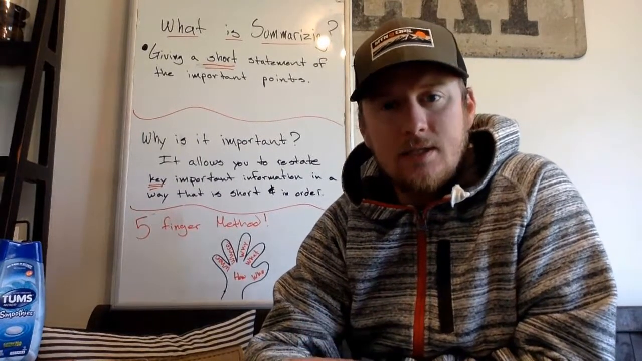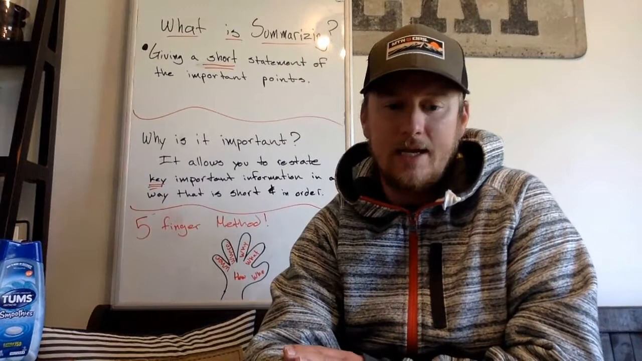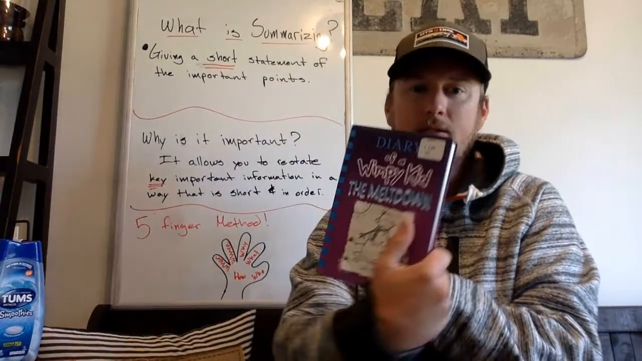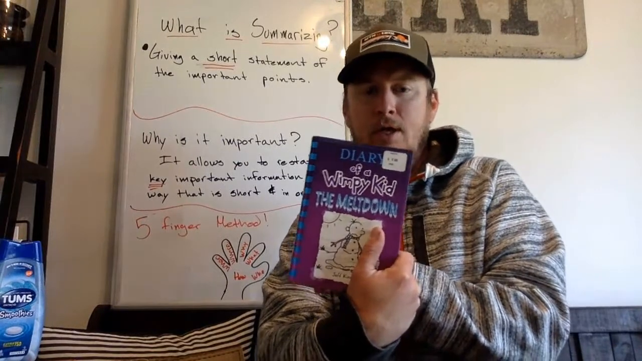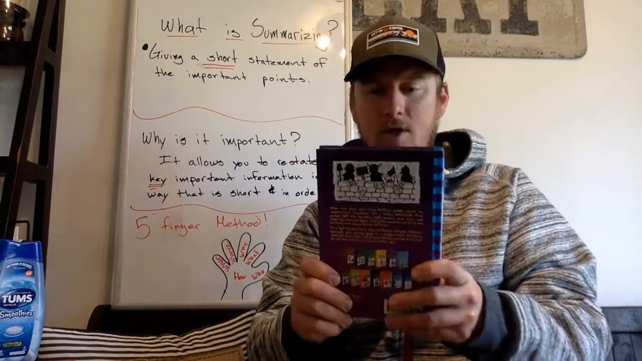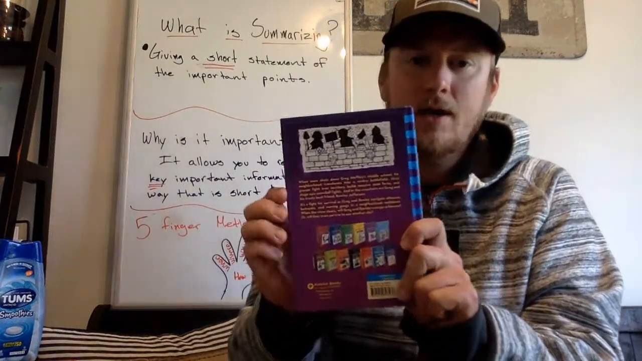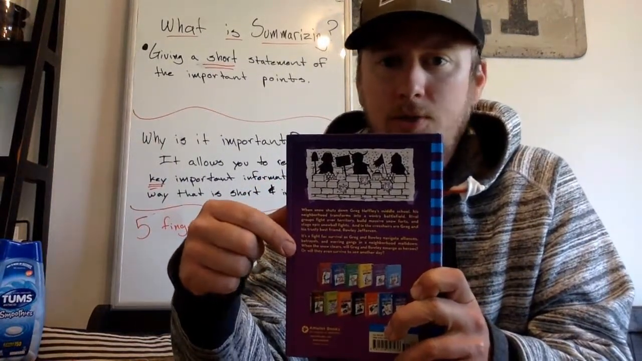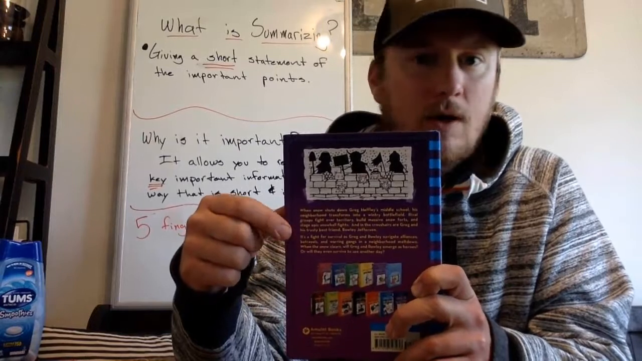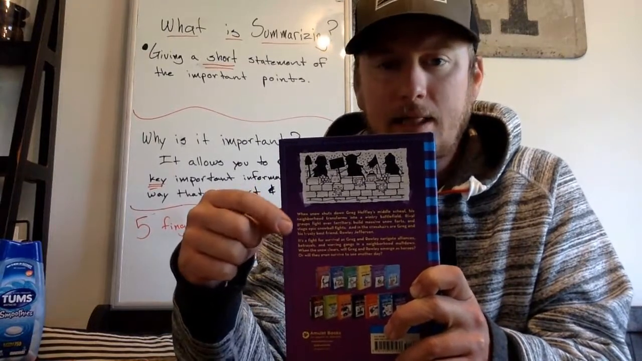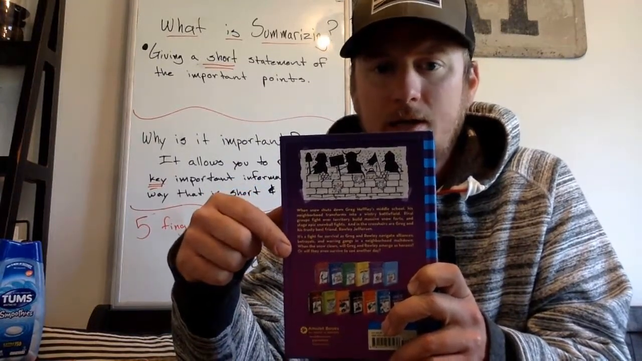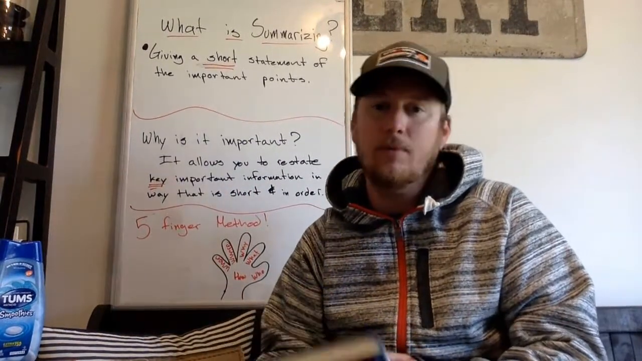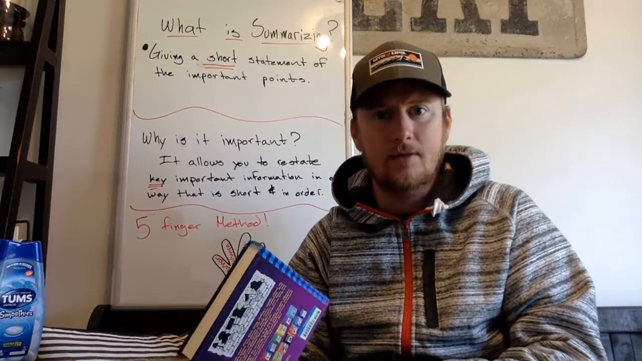Here's an example. I've got two books here. If everybody looks on the back of their book, Diary of a Wimpy Kid: The Meltdown, you're going to have a little short summary right there. Super short. It talks about the who, what, where, when, why, how. It tells you what's in the book, so if you're in the library or a bookstore, you can pick it up and think, that looks like an interesting book.